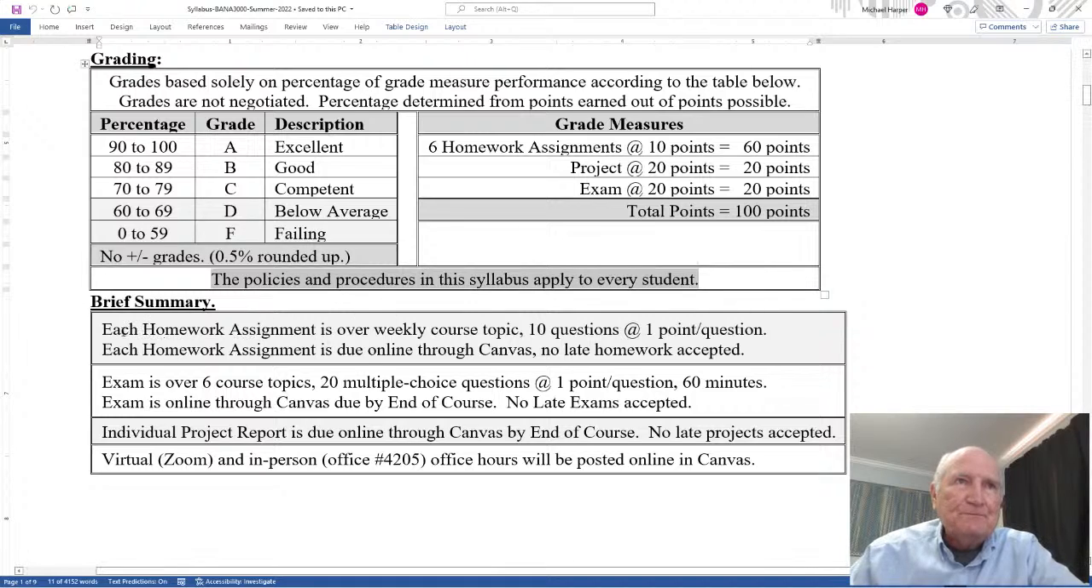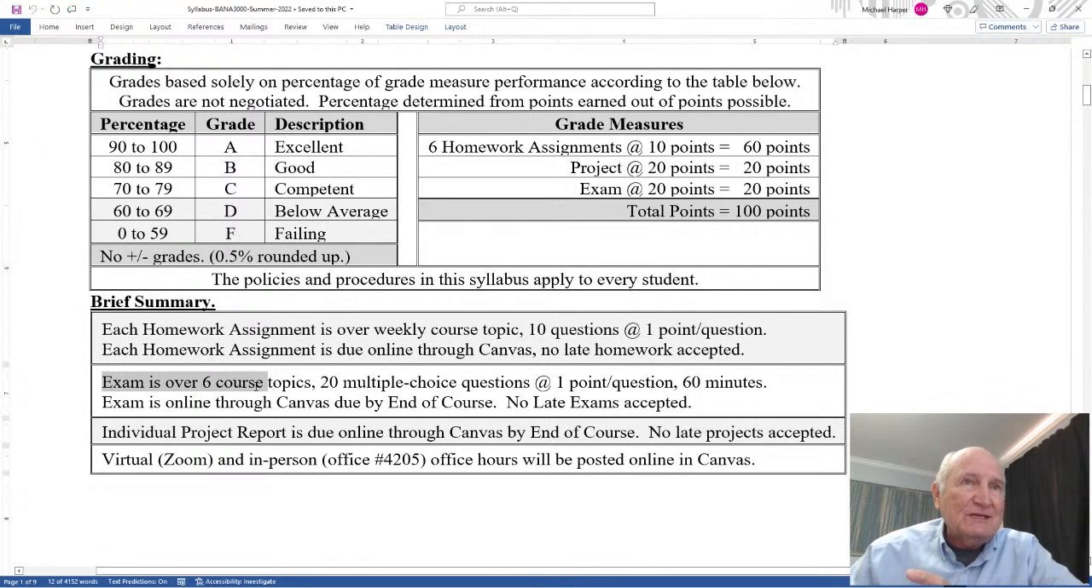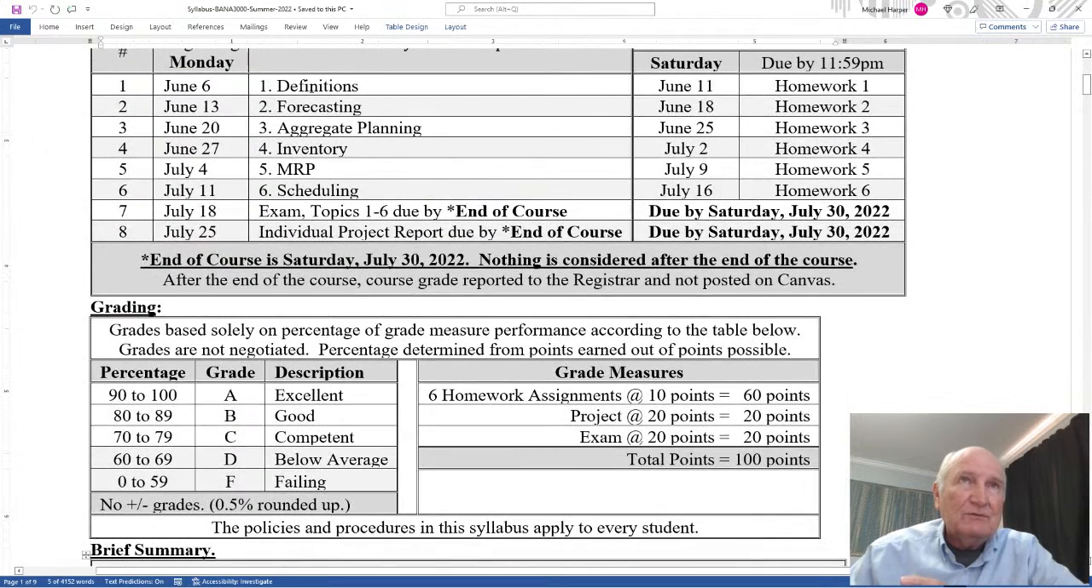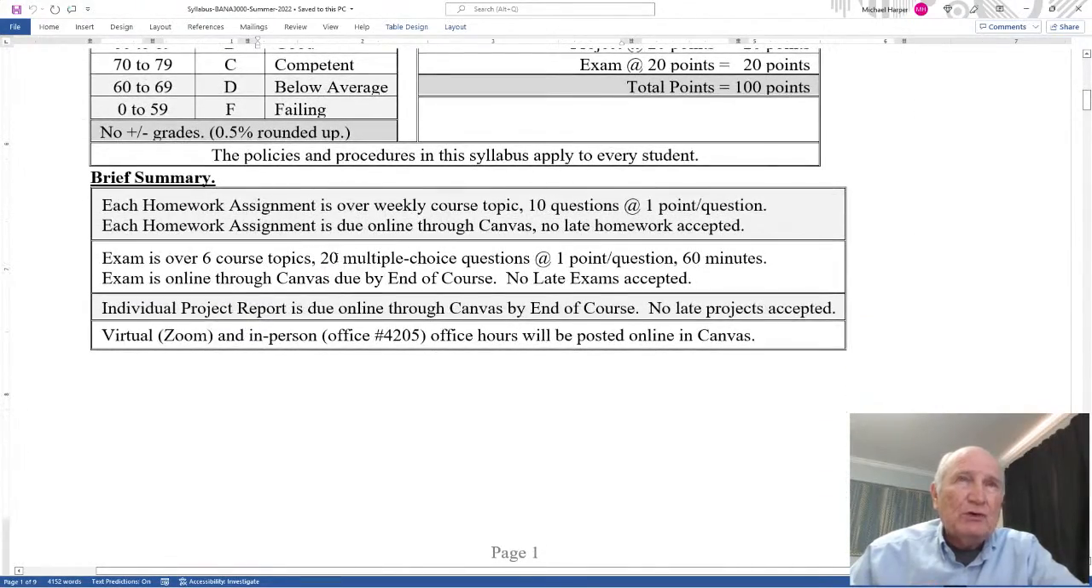Brief summary: each homework assignment is over each topic, 10 questions, 1 point per question. It is due online through Canvas, no late assignments accepted. The exam is over the 6 course topics, given up here, 1 through 6: 20 multiple choice questions, 1 point per question, 60 minutes. The exam is online through Canvas, due by the end of the course, no late exams accepted. The individual project is due online through Canvas by the end of the course, no late project accepted.